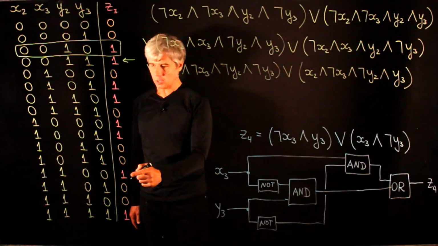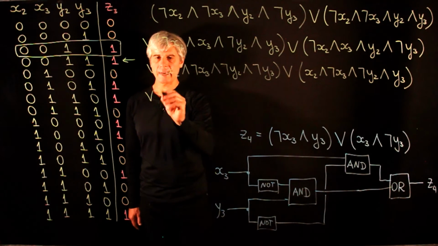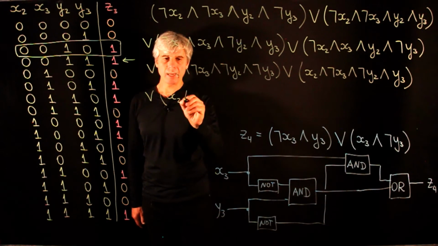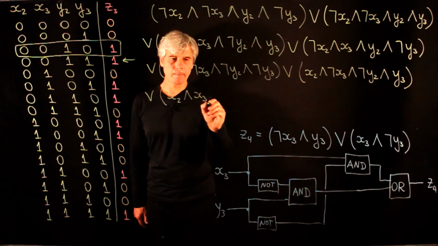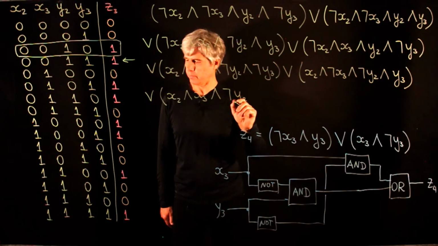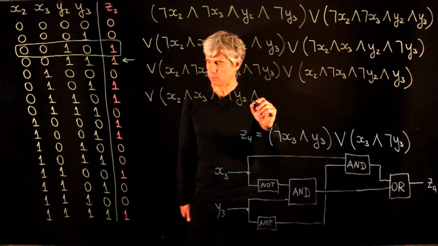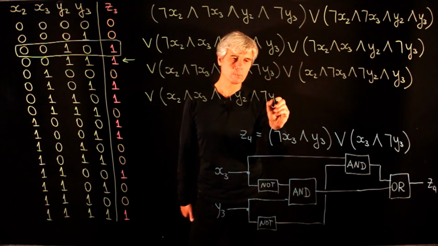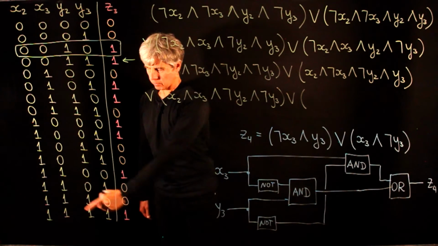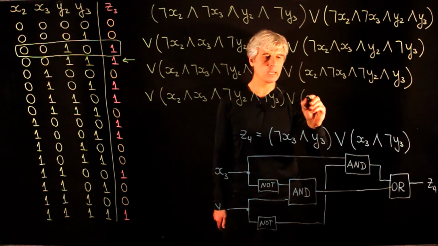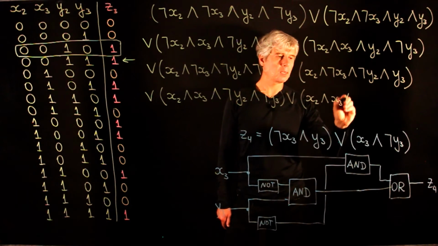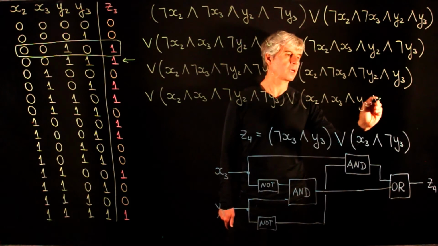Then for this row we have x2 and x3 and not y2 and not y3. Or, finally, for the last one, we have x2 and x3 and y2 and y3.